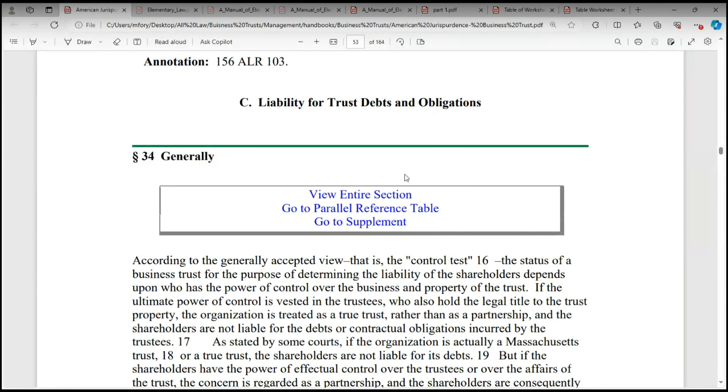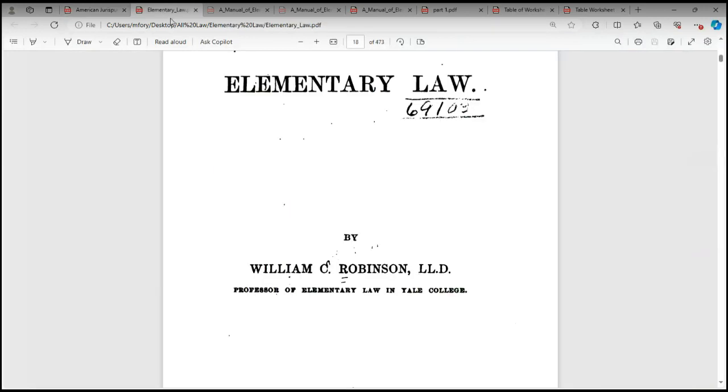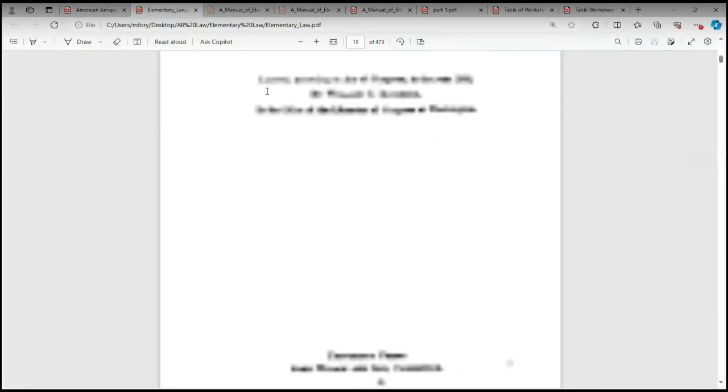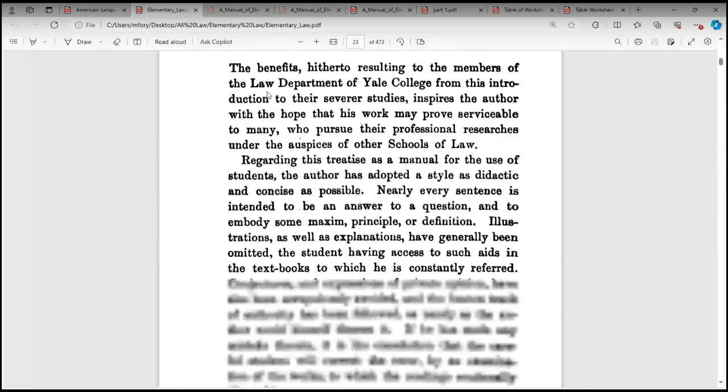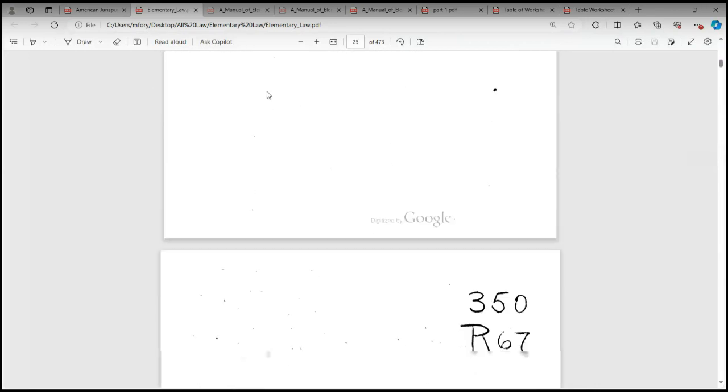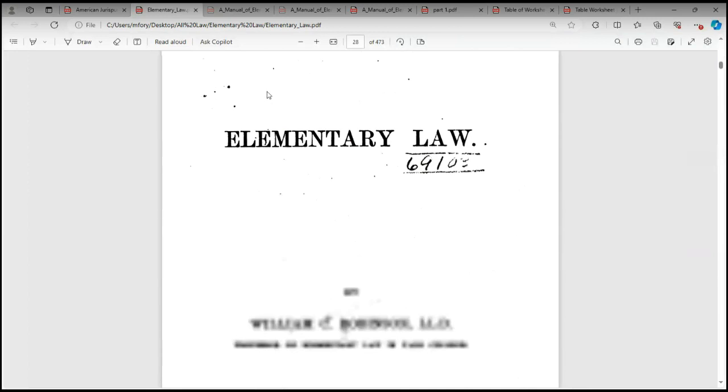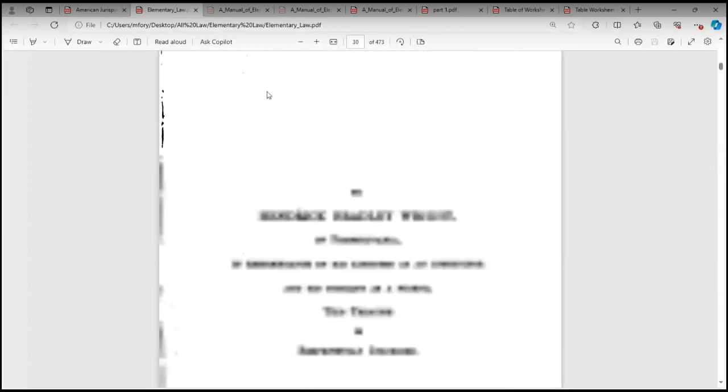But before I start on the continuation of shareholder liabilities and shareholder rights for American Jurisprudence under Business Trust, Volume 13, the upcoming books that I will read after this are going to be on elementary law. So this deals with fundamental law, your natural rights and so forth, the history of law, natural law and statutory law, municipal law.